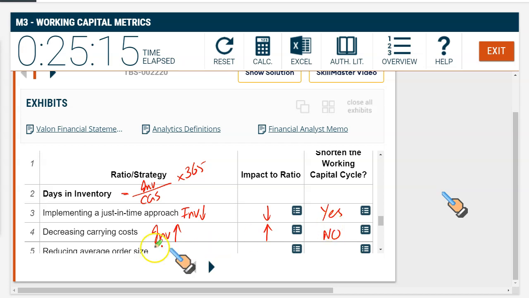Right? And the last one, reducing average order size. If your average order size is reduced, that means you purchase less. When you buy less, your inventory will fall, and you will have the same impact. Your ratio will fall, because inventory is the numerator, and because of the decrease in the average days in inventory, will your working capital cycle shorten? Yes, it will. Now the last one, let us first plug these in.